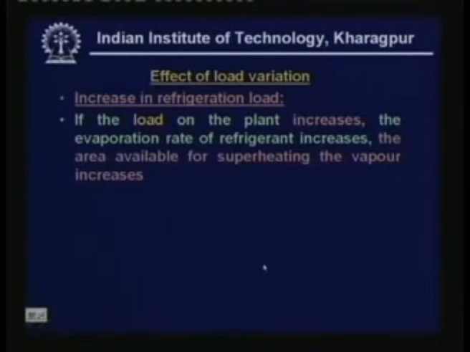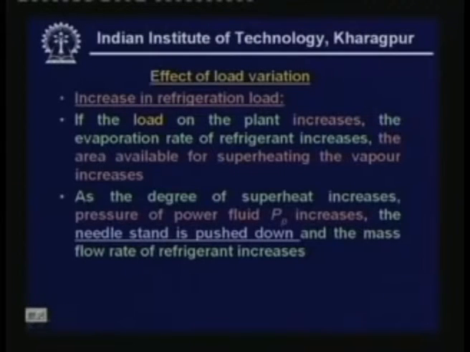If the load on the plant increases, the evaporation rate of refrigerant increases, and the area available for superheating the vapor increases. As a result, the degree of superheat increases. Okay, the degree of superheat increases means the pressure of power fluid PP increases. Why does PP increase? Because once the degree of superheat increases, the temperature at the exit of the evaporator, Ts, increases, and this temperature is sensed by the feeler bulb. That means the feeler bulb temperature increases.